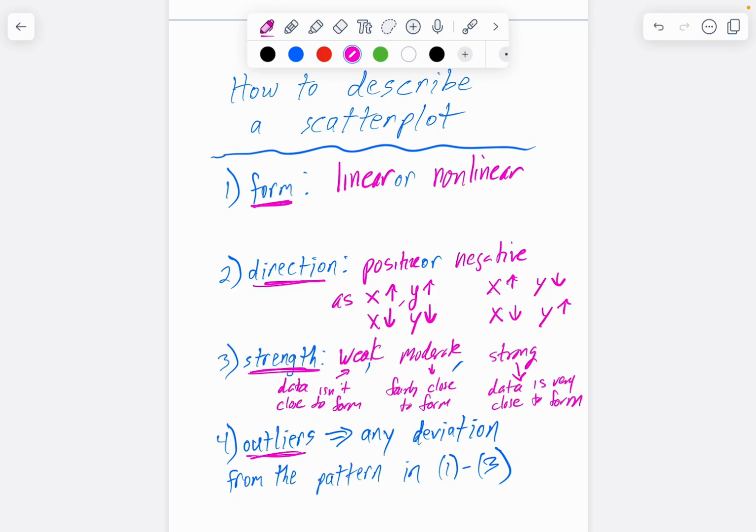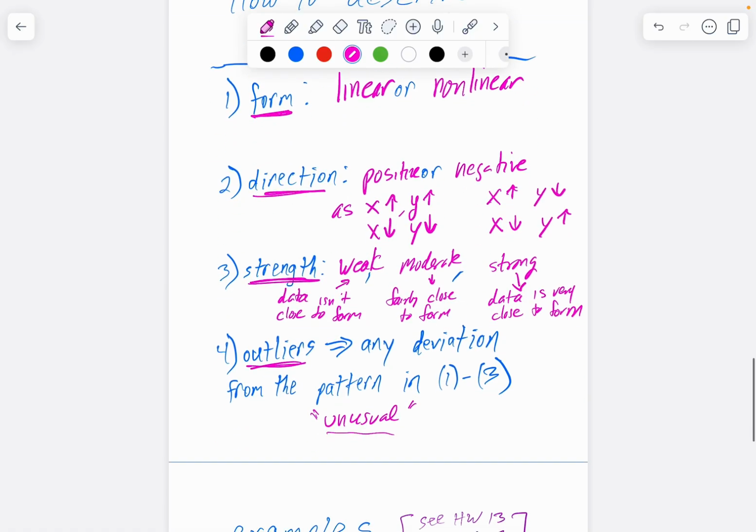Okay, outliers are going to be any deviation from the pattern established in 1 through 3. So basically, if you look at a scatter plot and go, man, that value certainly looks unusual, that would probably be under consideration for being an outlier.